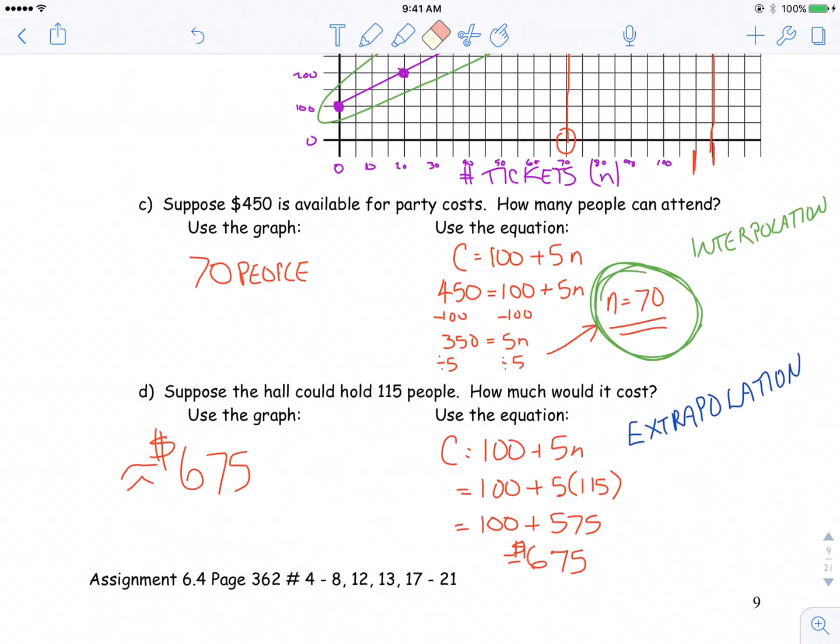Okay. Questions for 6.4 noted at the bottom of the page. Remember, the only way that you can get better at any of this is to practice, practice, practice.